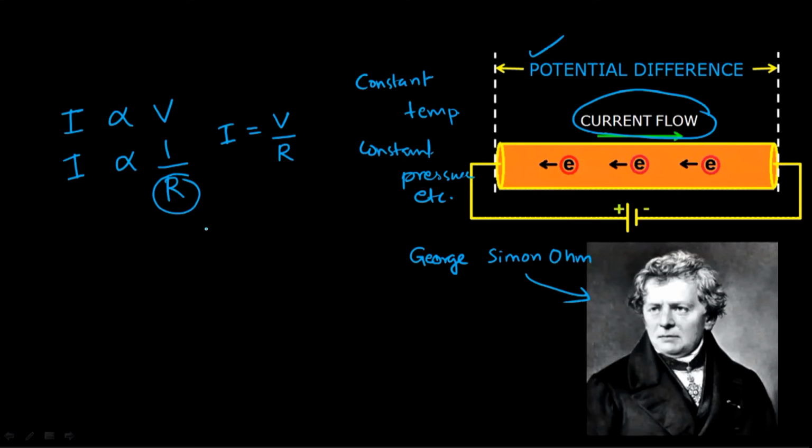Otherwise we can take I is equal to 1 by R into V, where we know that I is proportional to V, and we can take 1 by R as the proportionality constant, which is introduced to remove the proportionality sign from the relation.